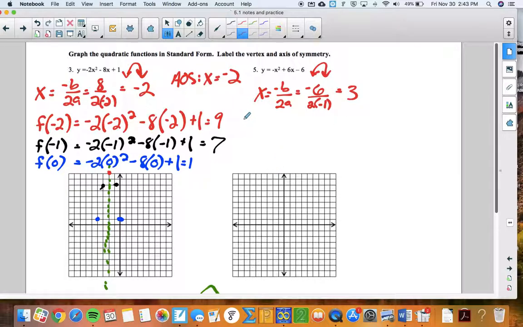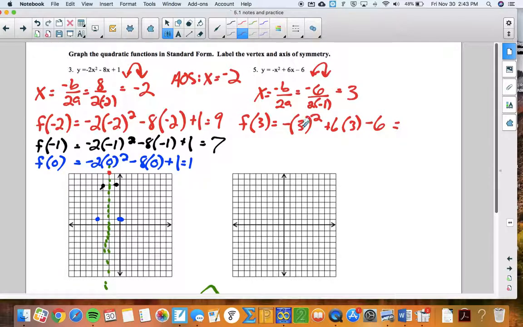So let's figure out the actual vertex. So what is y when x is 3? So we have a negative parentheses 3 squared. That negative has to go outside of the parentheses. Plus 6 times 3 minus 6.